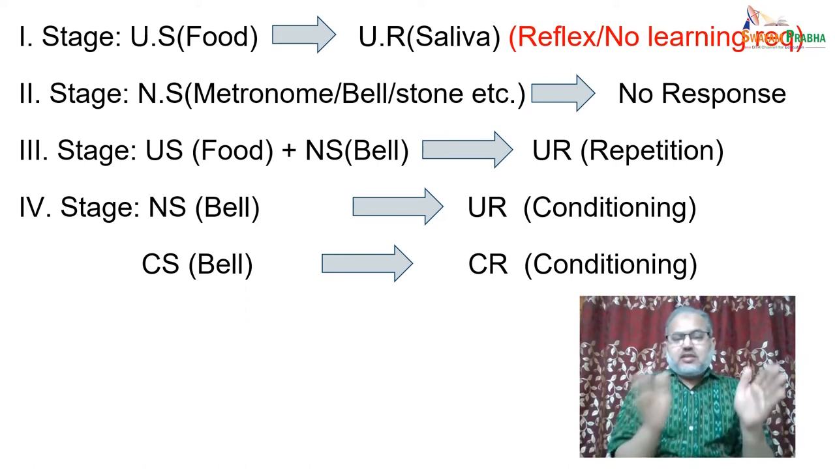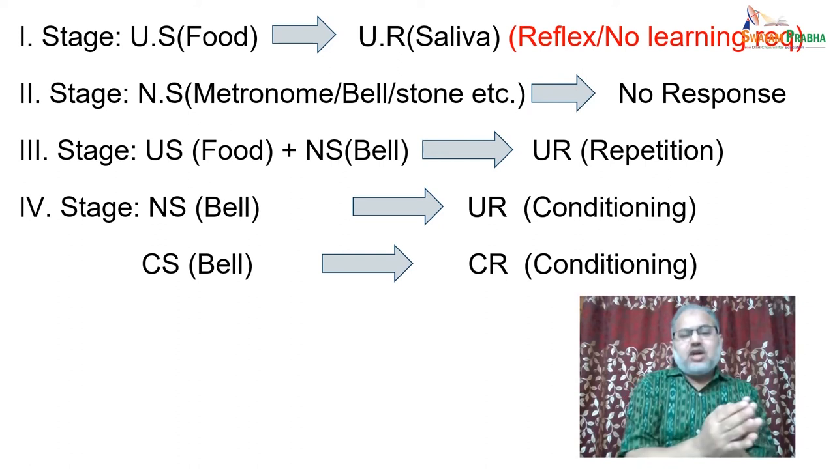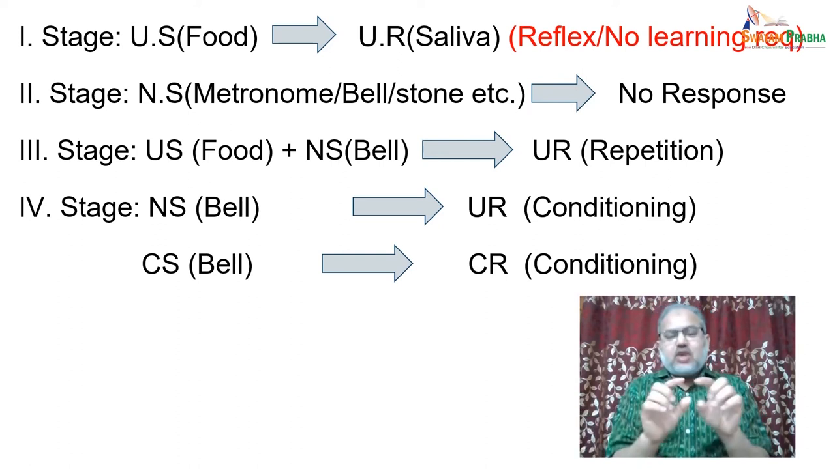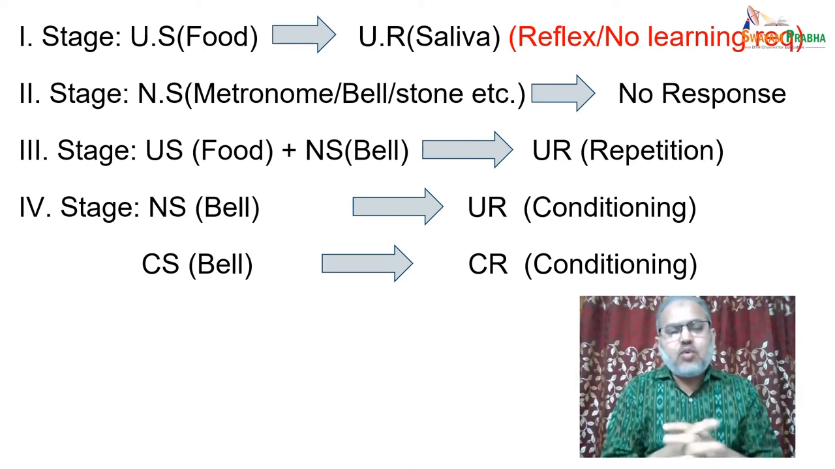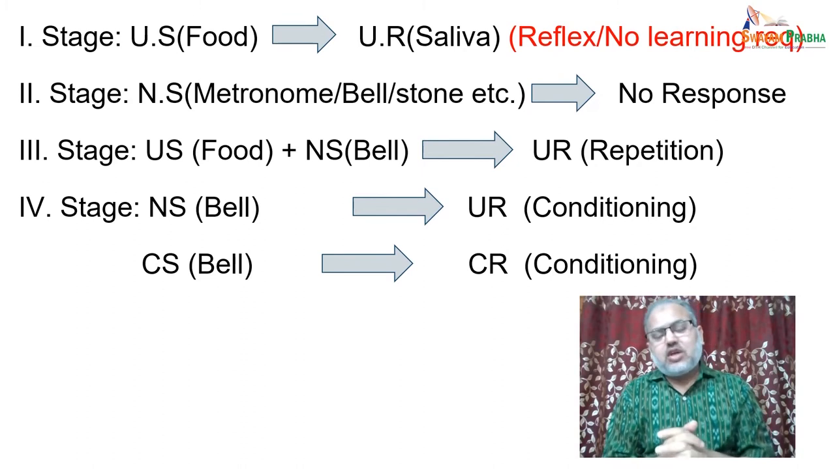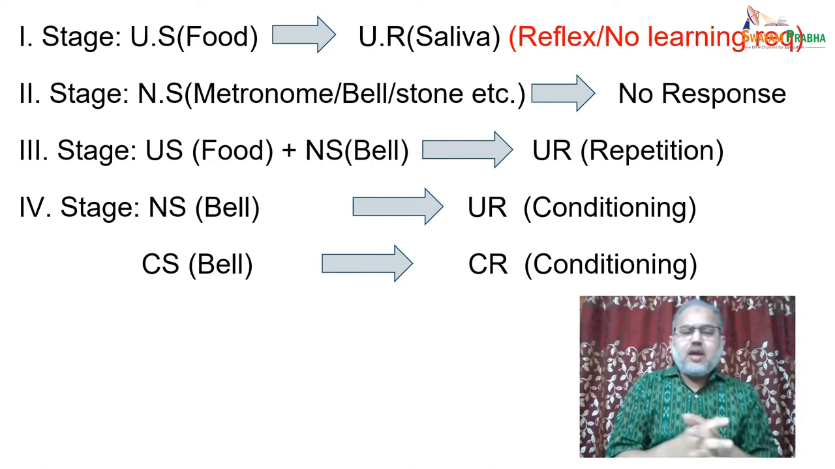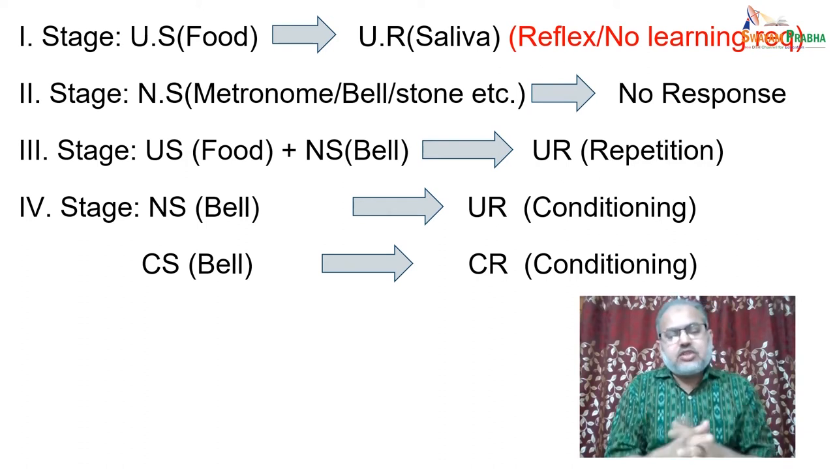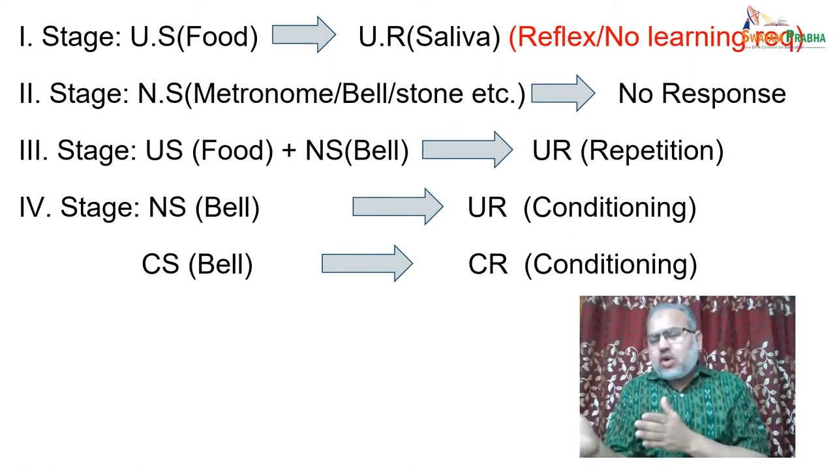So try to understand, unconditioned stimulus produces unconditioned response. That is, the natural stimulus produces a natural response. This was basically the main frame of the experiment of Pavlov. Now, stage two: this is the neutral stimulus. N is for neutral stimulus. For example, a metronome. Another example may be a bell, a stone, wood, or chalk. Anything which is not eatable for the dog or for all of us, anything which cannot produce saliva in our mouth. So for the neutral stimulus, there is no response at all.